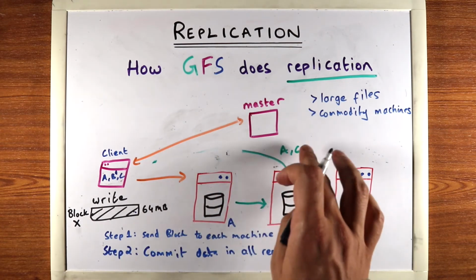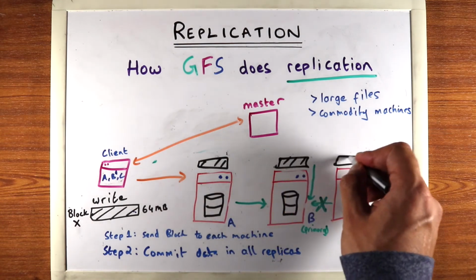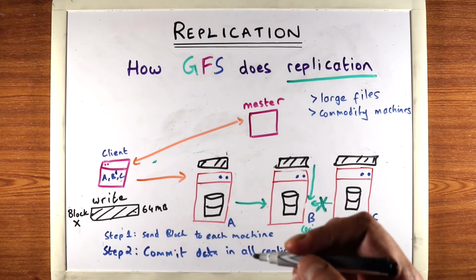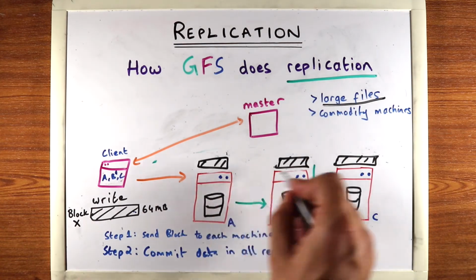So a question that might naturally arise here is, why did we first send all the data to these three and then do this two-step thing where we committed all the data in the second step? Well, the reason is that because GFS is meant for large files, this data can be large. And so you want to move this around efficiently.